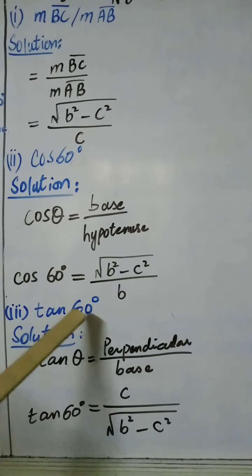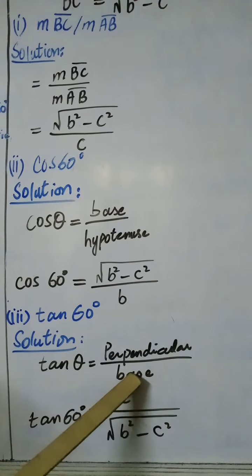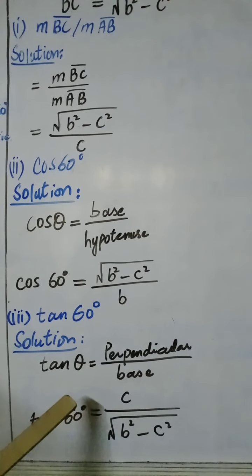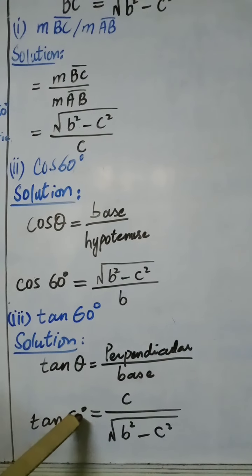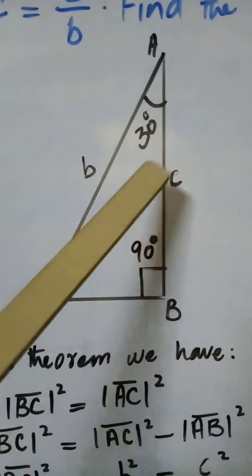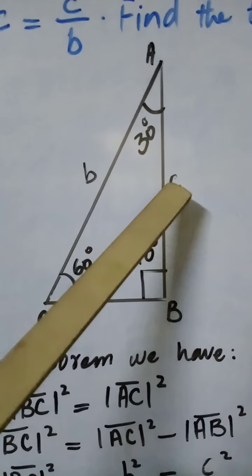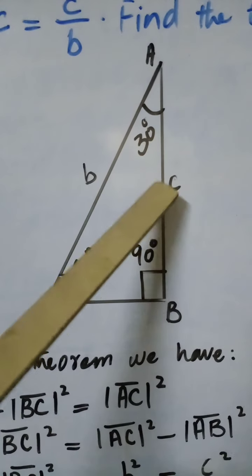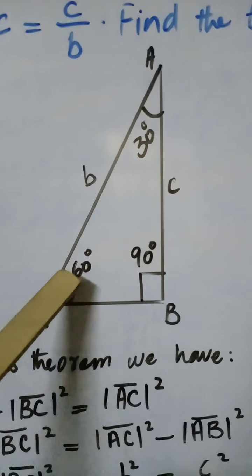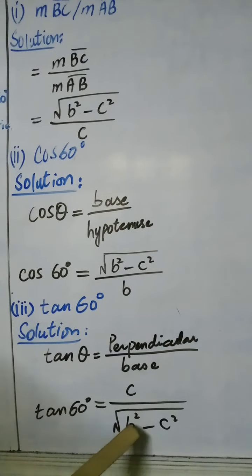Now third is tan 60 degrees. As we know, tan theta is equal to perpendicular over base. According to each angle, our perpendicular, base and hypotenuse are different. So according to this, for tan 60 degrees the perpendicular is c, and the side with the same angle is called the base. So the base is BC and the perpendicular is c. So tan 60 degrees is equal to c over under root b square minus c square.